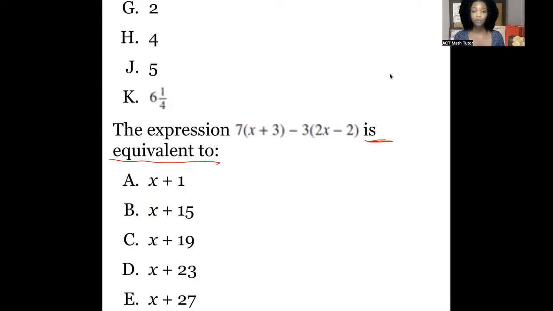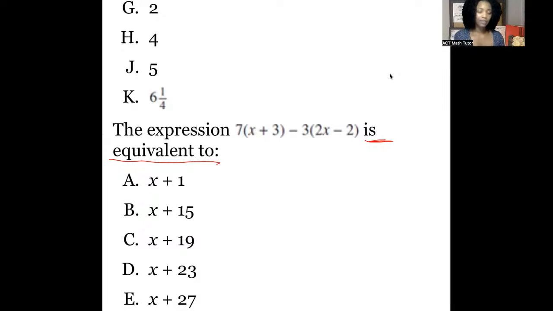Okay, if it says is equivalent to, then you can choose your own value for x, or for any variable that's presented. You can choose your own number, substitute in, and work out which one gives you the same number value. Okay, so we're going to use algebra in this case just to make sure everybody remembers how to do that.